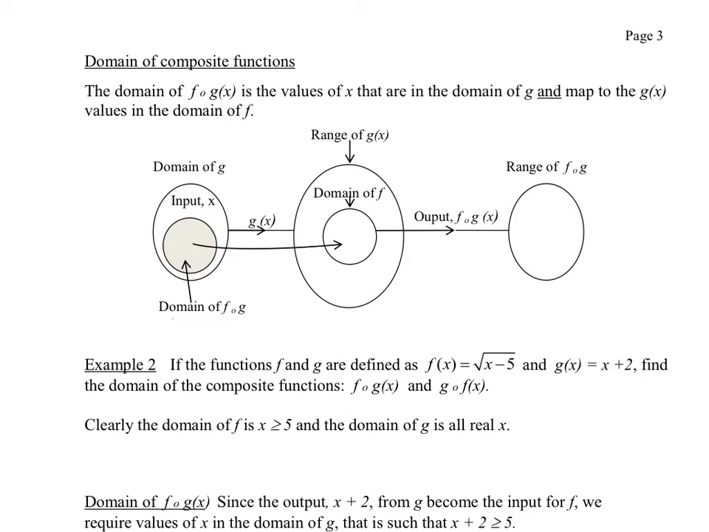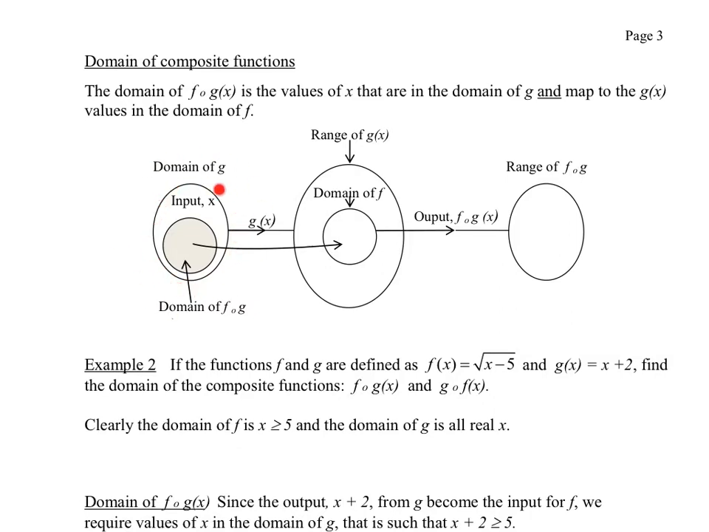On page 3 we look at the domain of a composite function, for example the domain of f of g of x. Now remember that g of x goes into f, right? g of x is fed into the function machine f. So whatever comes out of g of x has to be part of the domain of f. And that's what this diagram here illustrates.